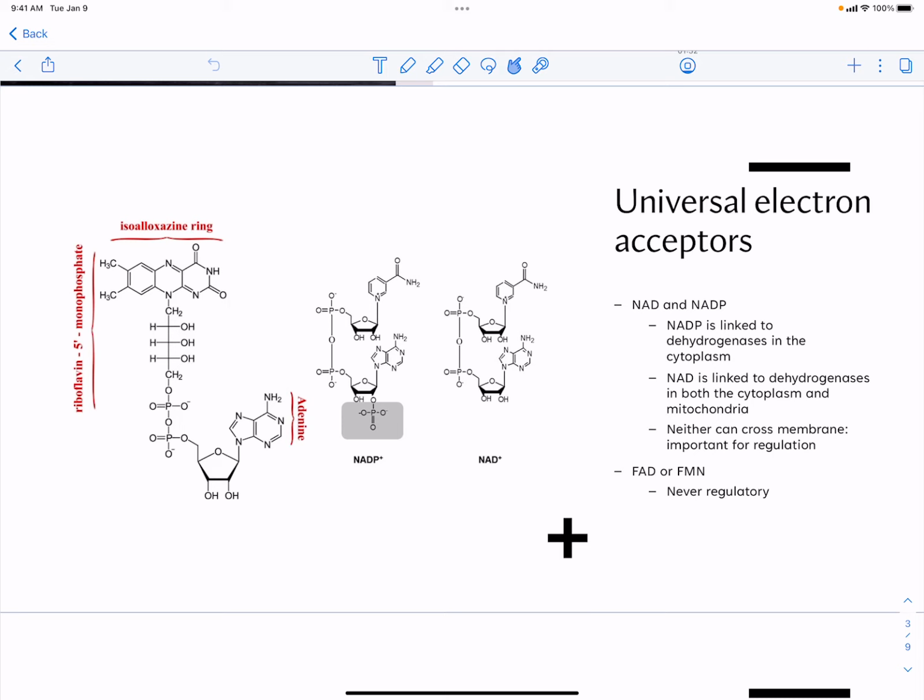Now, FAD and FMN are also going to be able to pick up electrons, but these are never going to be regulatory because they're always going to be associated with an enzyme. NAD and NADP are free-floating, and so these are going to be able to be allosteric regulators of enzymes in many different pathways, such as your TCA cycle and glycolysis, etc. Importantly, neither NAD nor NADP can cross the membrane, so the NAD that's in the matrix of the mitochondria will never be able to cross the mitochondrial membrane and enter the cytosol, and vice versa, NAD in the cytosol cannot enter the mitochondria.